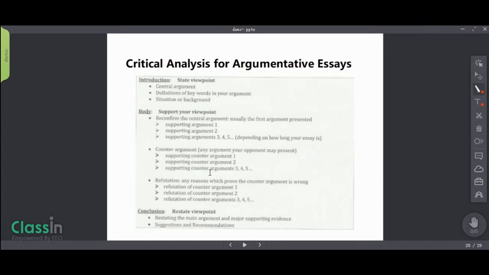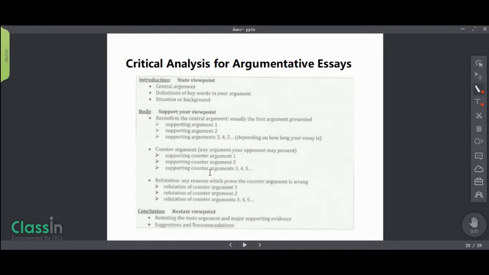Argumentative essays usually have to deal with the viewpoints of others and developing your own argument. Here, I'd like to introduce a typical structure to write an argumentative essay. You can see at the beginning, namely the introduction part, we need to state your viewpoint, your central argument, or your stance. In the main body part, it is where you elaborate on your argumentation process.